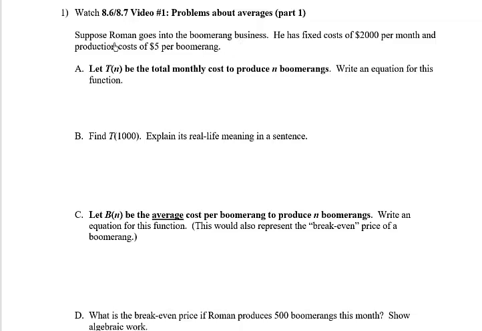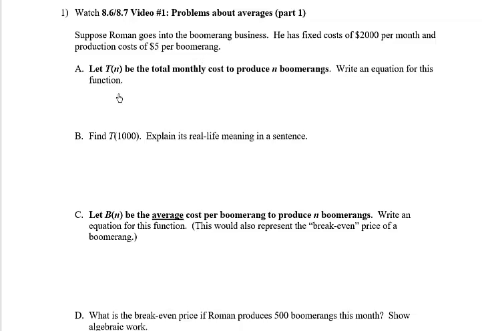We've got this guy Roman. He's going into the boomerang business. And the first thing we're going to look at are his costs. It says here each month he has fixed costs of $2,000. That would be stuff like rent or utilities or salaries. He's paying that no matter what he does. And then he's got production costs, it says, of $5 per boomerang. In other words, the materials for the boomerangs cost about $5 for each one that he wants to make.